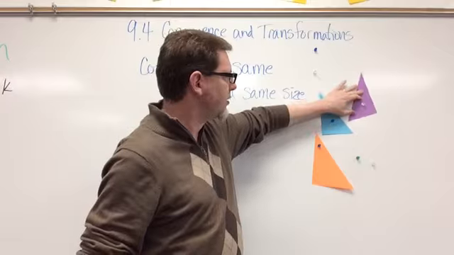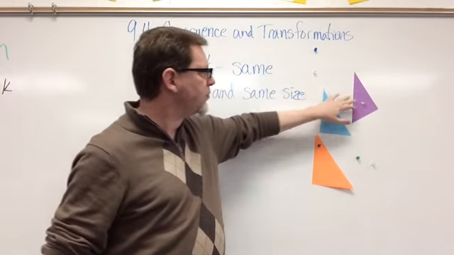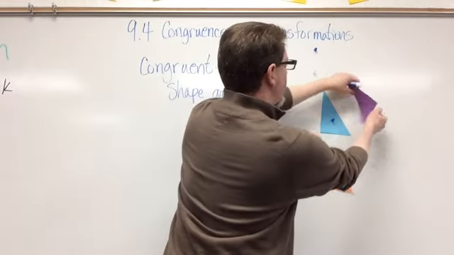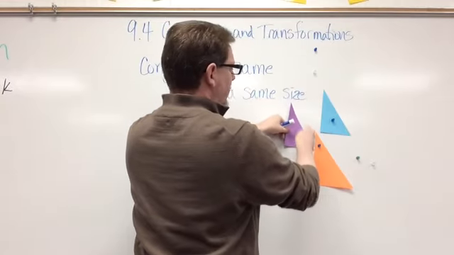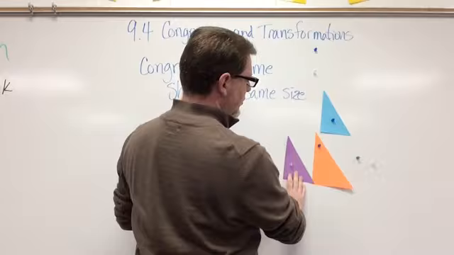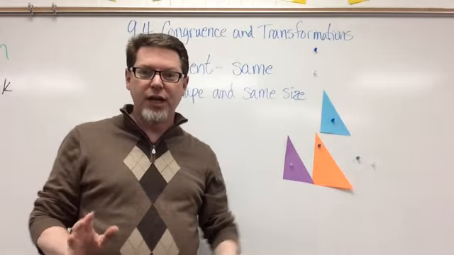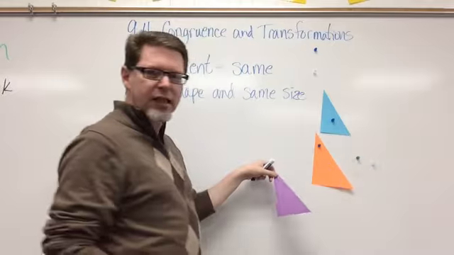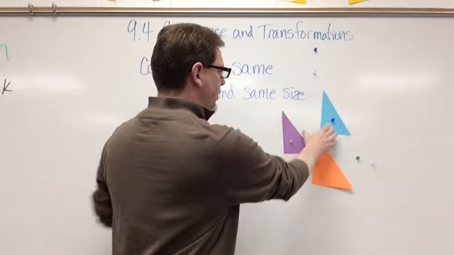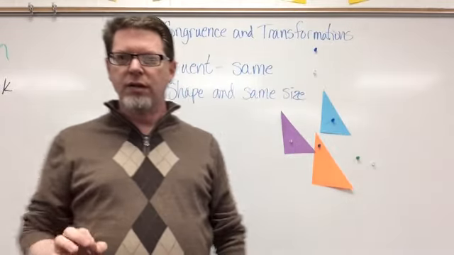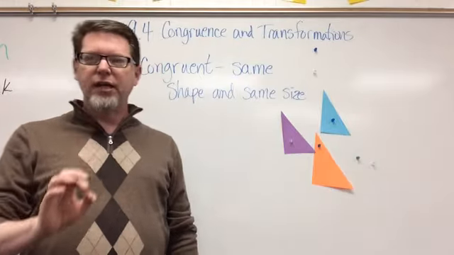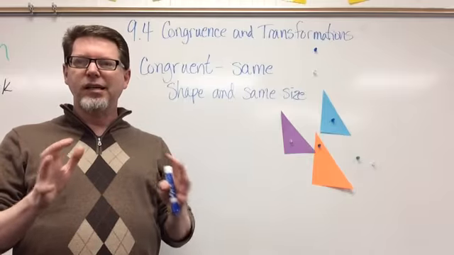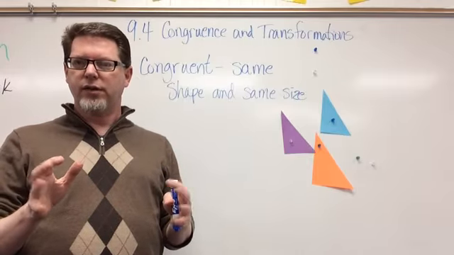And you can tell probably that purple and blue are congruent. They may not be turned the same way, but I can match them up so that they would be exactly the same triangle. Now if I look at orange, orange looks like it's the same shape, but it is not the same size. So we can say that those are not congruent, but purple and blue are congruent. So now we're going to look at a rotation or a translation or a reflection to see if we still have congruency between the two figures.